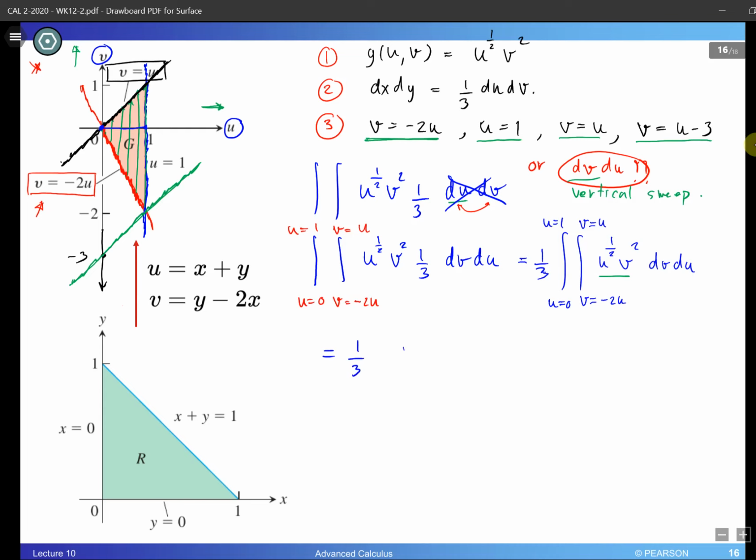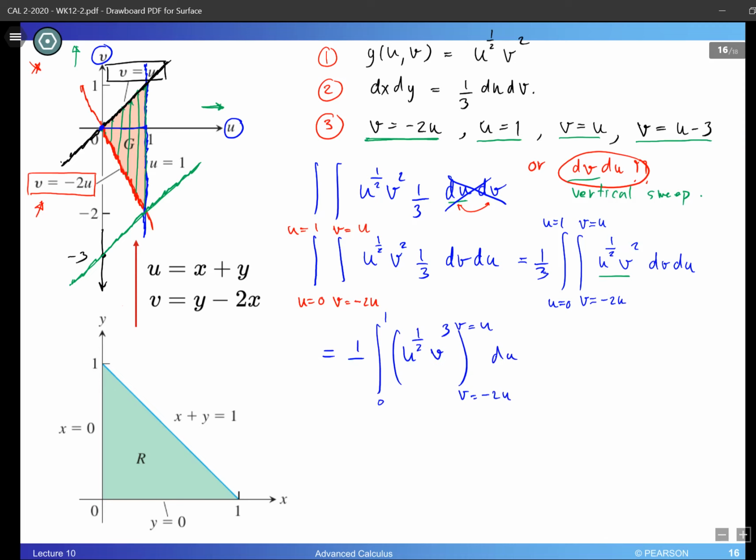So u right here, the same u with the power of 1 over 2, and v becomes v cubed over 3. And I need to evaluate this at two values of v, and that is v equal to minus 2u and v equal to u. And I still need to integrate this one more time with respect to u, from 0 to 1. At this point I want to move this 3 outside. I like to combine all the constants and move them outside of the integral to keep things simple.